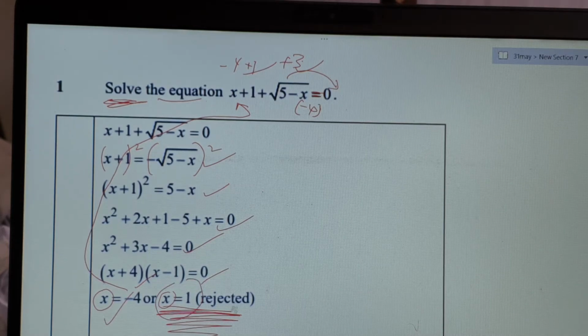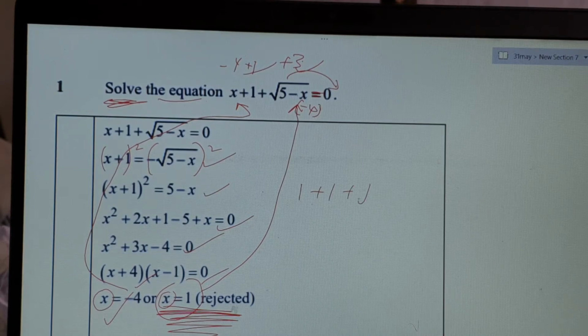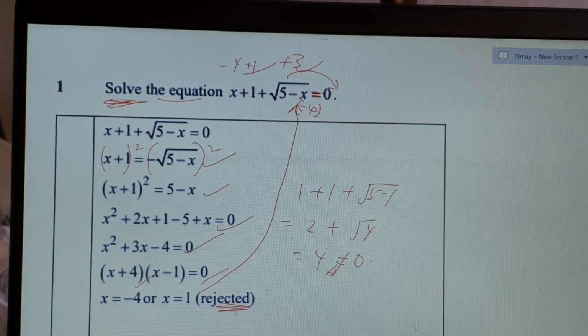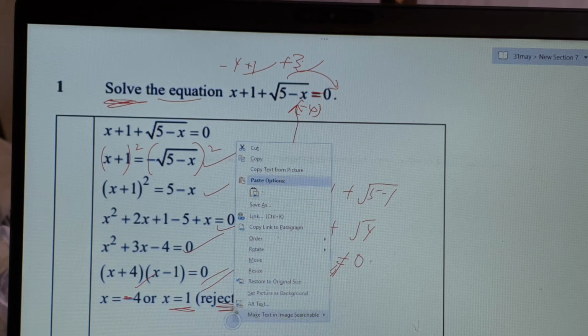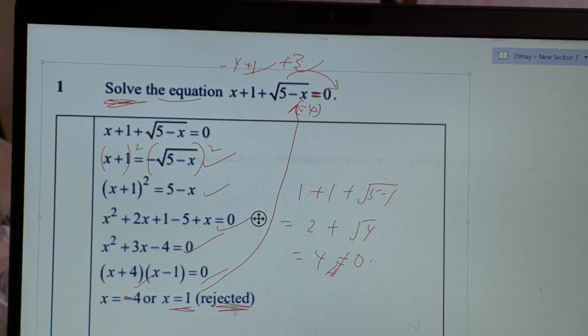You will find that when you sub this in here, it doesn't work. Why doesn't it work? 1 plus 1 plus 5 minus 1, you get 2 plus 2, which is 4. 4 is not 0. It's not 0, so you have to reject this. Okay, so take note, it is not always that, oh, negative, I must reject. No, you see, in this case, right, positive, you reject. Okay, I hope you understand this. So we have revised search already.